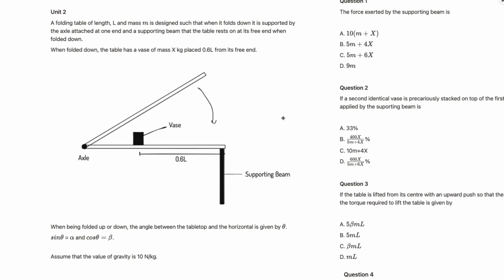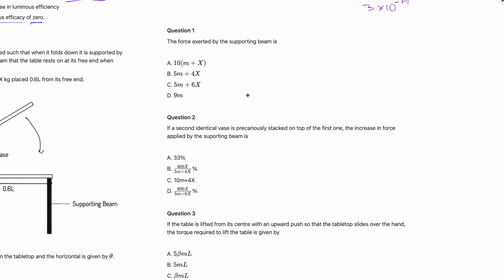When folded down, the table has a vase of mass X kilos placed 0.6 L from its free end. When being folded up or down, the angle between the tabletop and the horizontal is given by theta. So that is going to go just here when it's being folded up or down like this. Sine theta is going to be alpha, cosine theta is going to be beta, and assume that the value of gravity is 10. They'll pretty much always do that. So the force exerted by the supporting beam is.